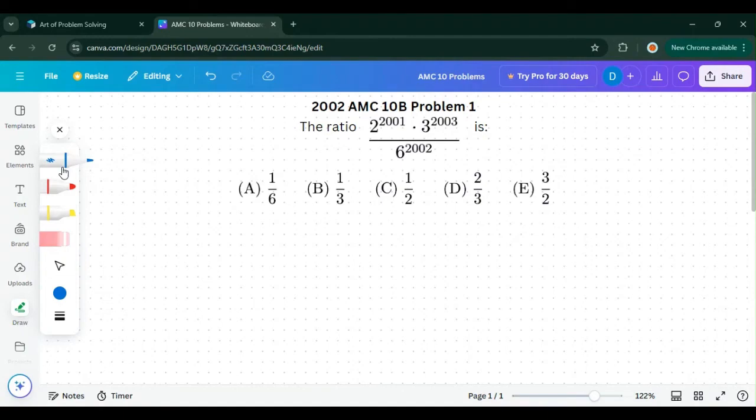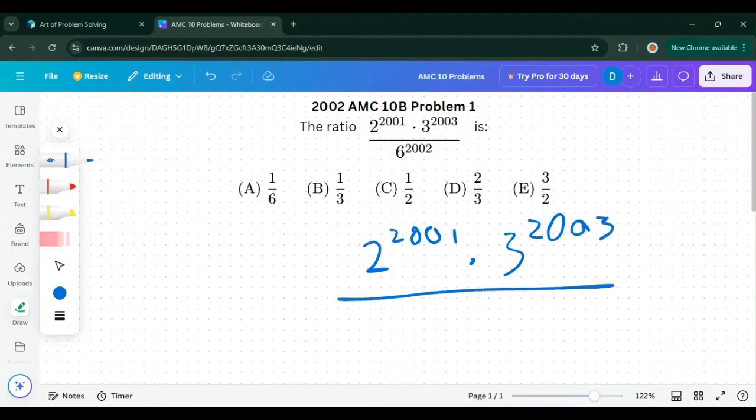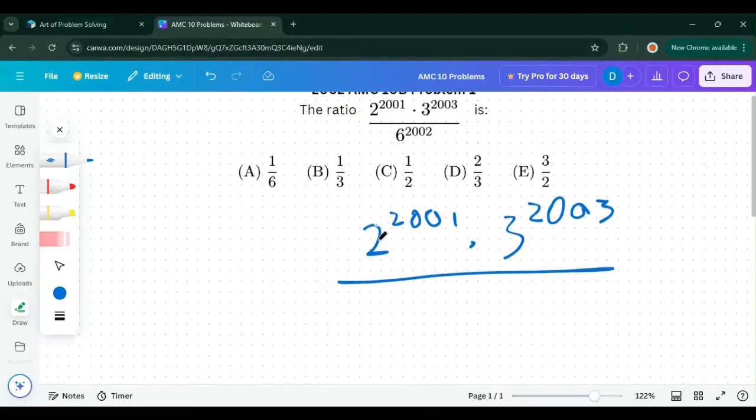As you see here, we have an equation, and we can rewrite that equation as 2 to the power of 2001 times 3 to the power of 2003. And what we really have to change in this equation is the denominator. We can rewrite the denominator as 2 to the power of 2002 times 3 to the power of 2002.